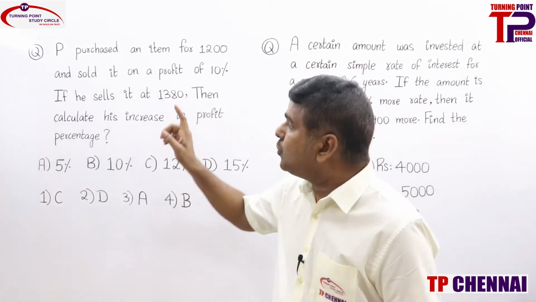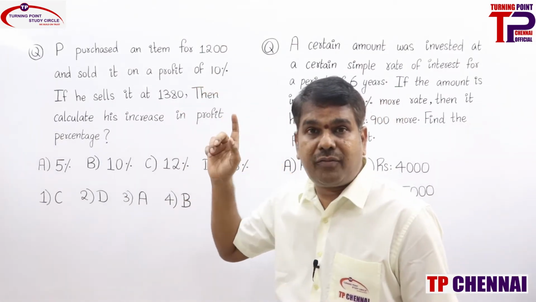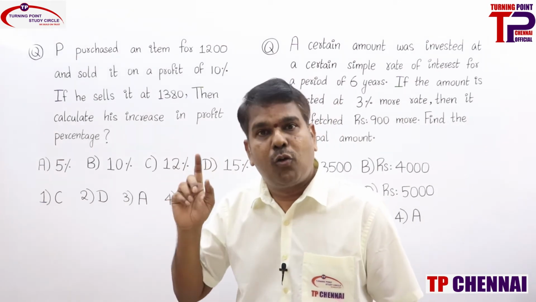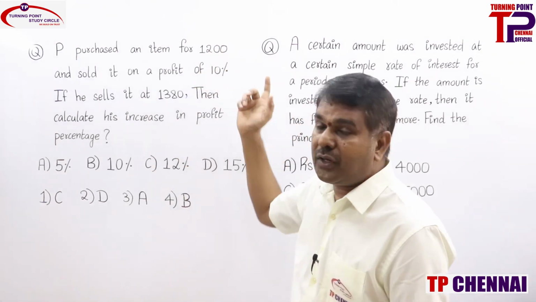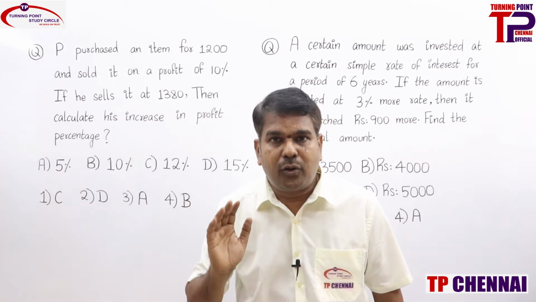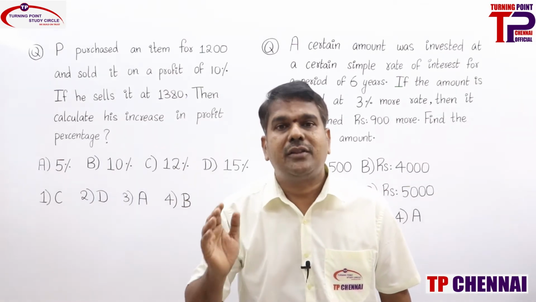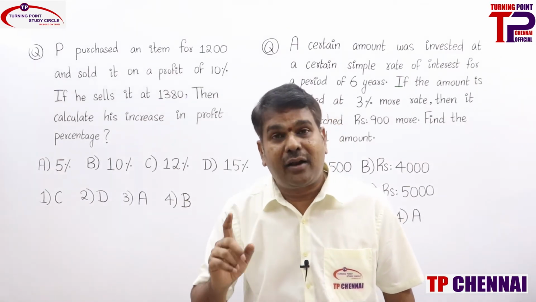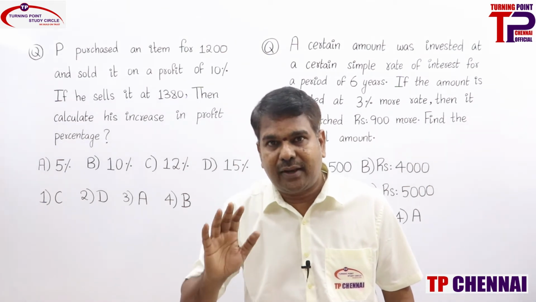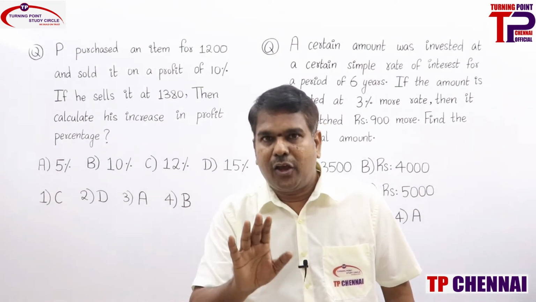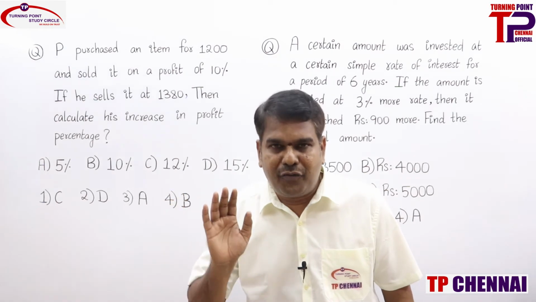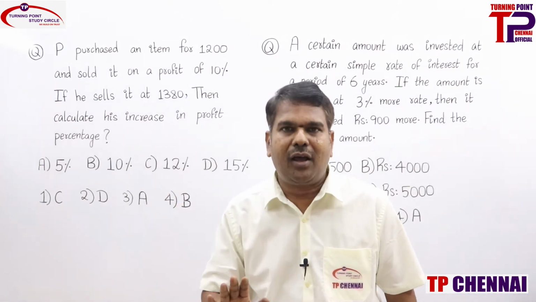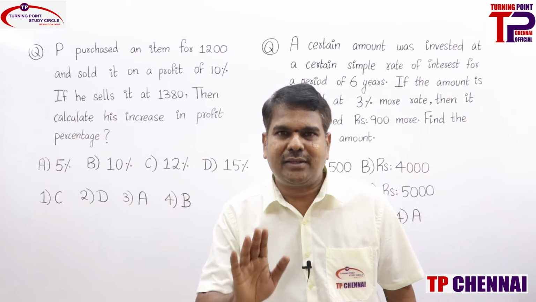That's it, right? So he sold it for a profit of 10%. What is 10%? 120. 120 plus 1200, how much? 1320. He already sold it for 1320. Clear? Without putting pen on paper, without using a formula, we are solving the problem. Try to understand the logic.